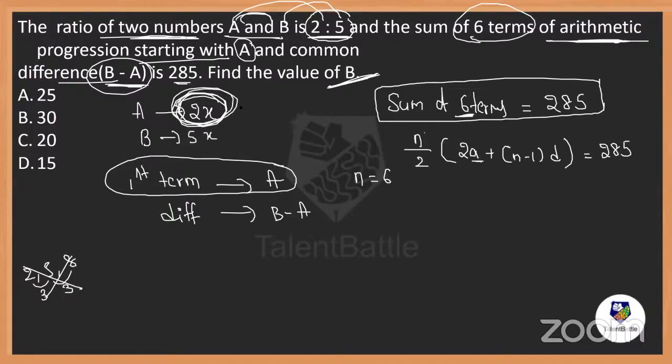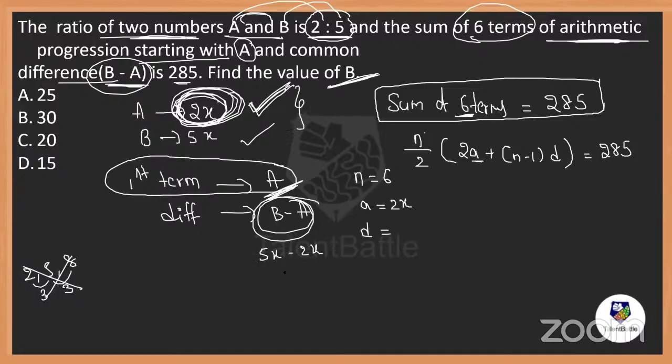We imagined a value as 2x here. A is nothing but the first term, which is 2x. So A is equal to 2x. And D is the difference. What is the difference between these two terms? B minus A. We imagine it is 2x and 5x. So the difference, 5x minus 2x, is 3x. So the difference is equal to 3x.